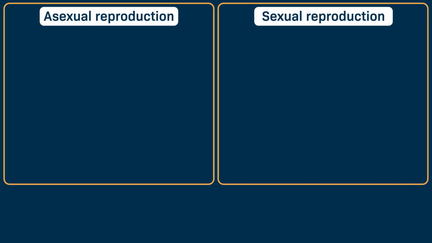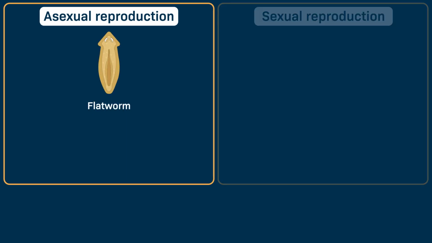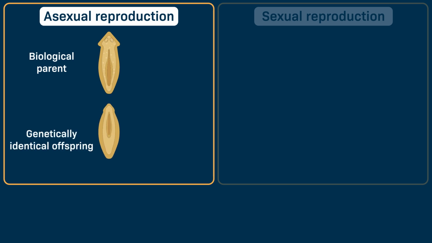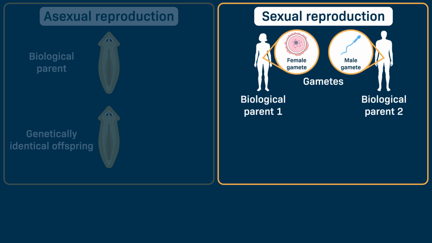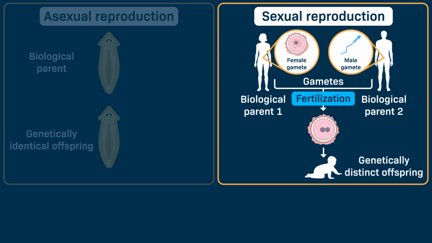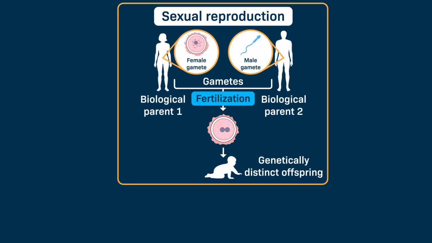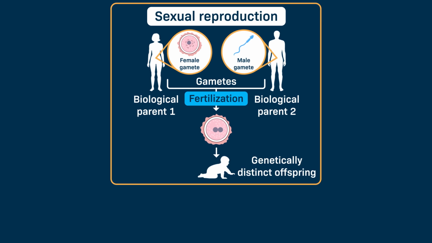Organisms can reproduce via asexual or sexual reproduction. In asexual reproduction, a single biological parent produces offspring that are genetically identical to itself. In sexual reproduction, gametes, or sex cells, from two biological parents fuse during fertilization, which results in genetically distinct offspring. In this video, we'll focus on sexual reproduction.